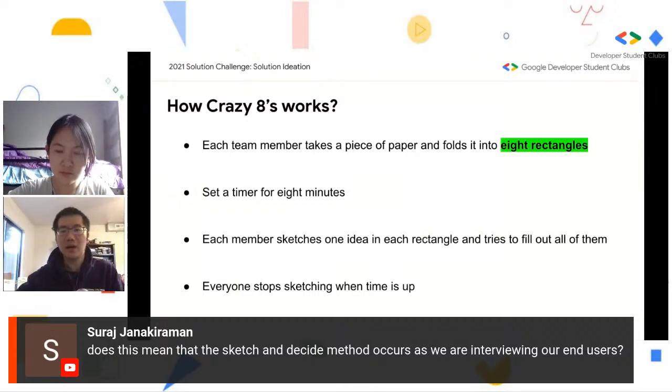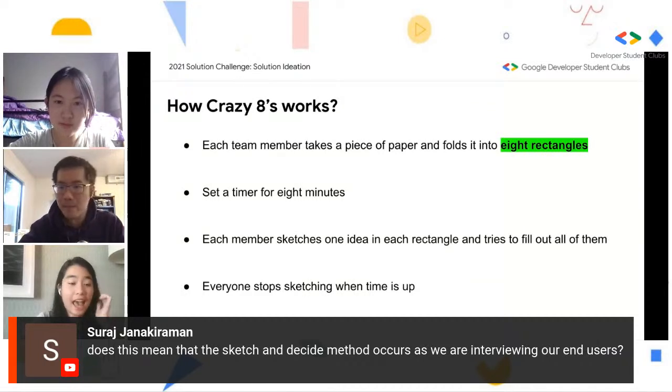Well, I will say after we understand and define your problem already, we can start thinking, we can start to sketch, which means generating different ideas from the results you all got from interviewing end users.